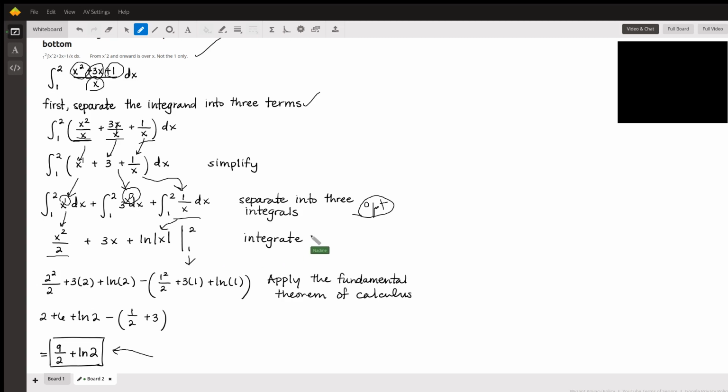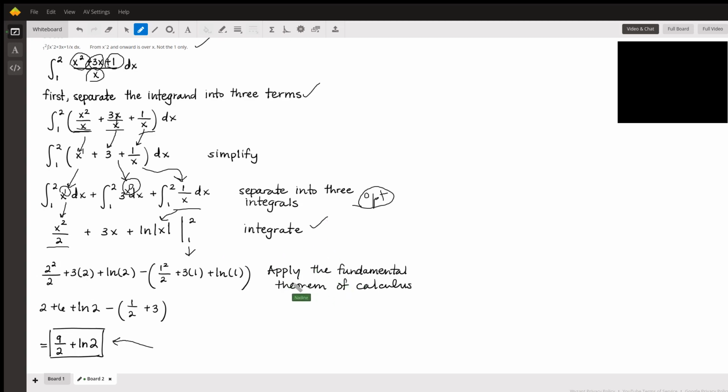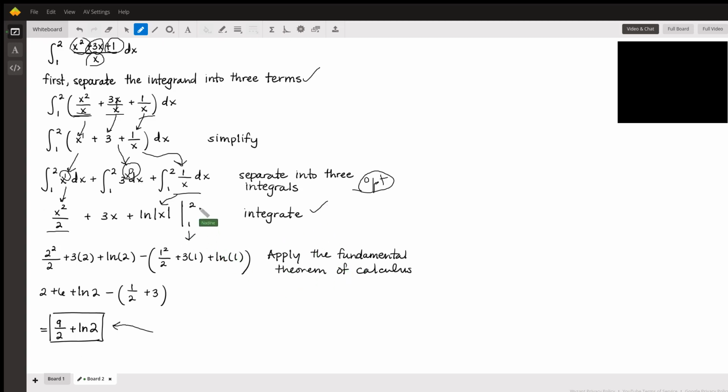So now that we have integrated, we are now going to apply the fundamental theorem of calculus because we need to deal with these limits here from 1 to 2. And so what we're going to do is we're first going to plug in our upper limit of 2 into all three of the terms that we got when we integrated. And that's how I get these first three terms here. I've replaced all of those x's with 2. And then we subtract because that's what the fundamental theorem of calculus tells us to do.